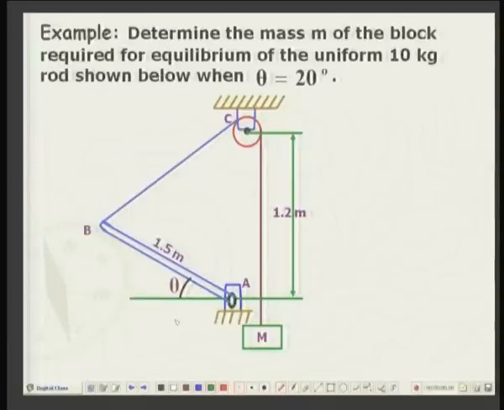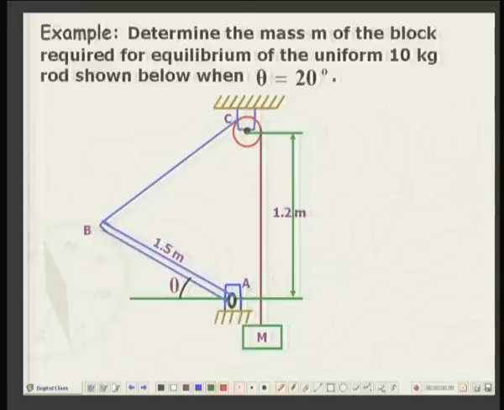Let me take up a slightly more involved problem. Here is: determine the mass m of the block required for equilibrium of a uniform 10 kilogram rod, this is the rod shown when theta is equal to 20 degrees. Now let me explain the problem. Here is a rod.